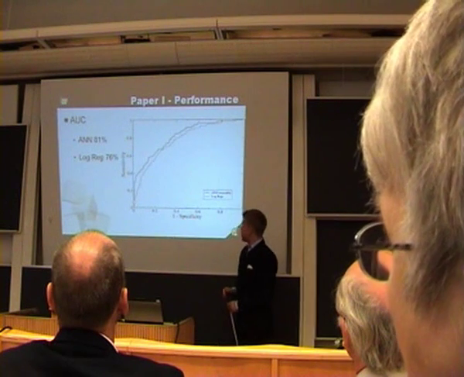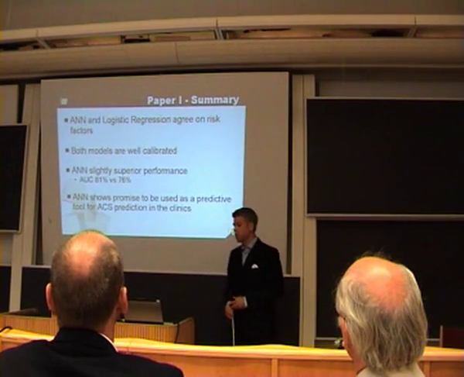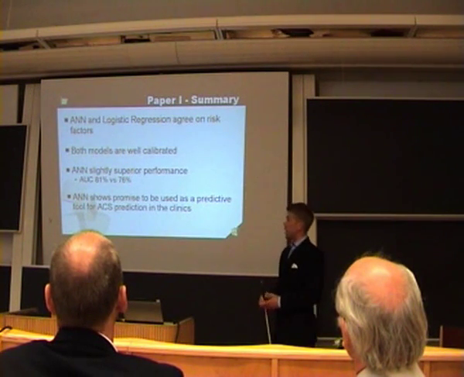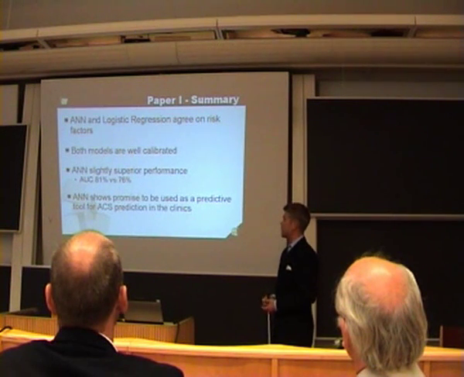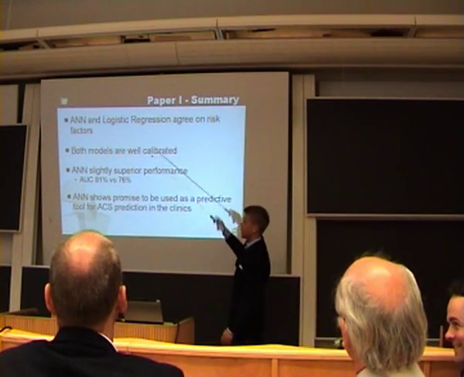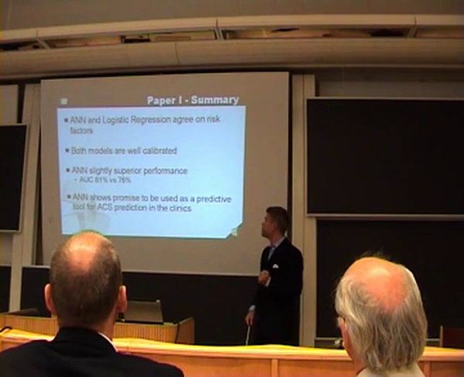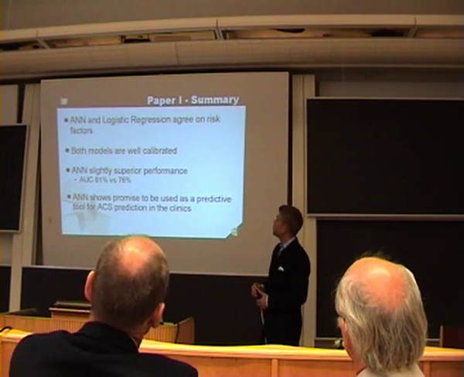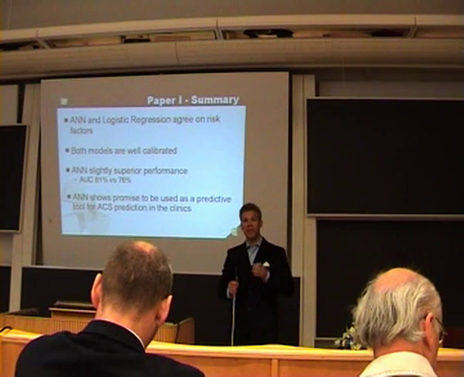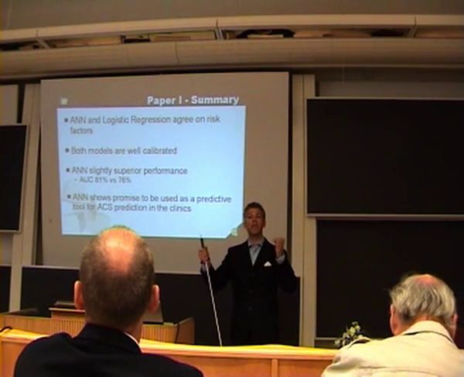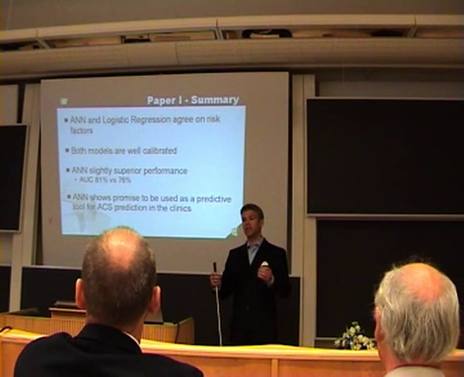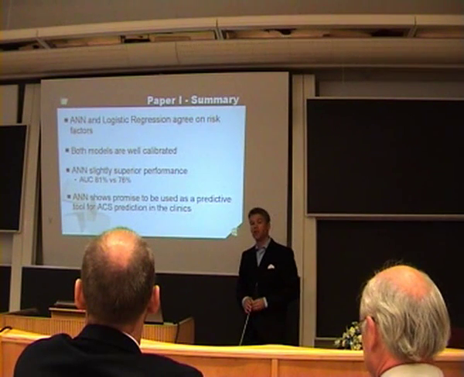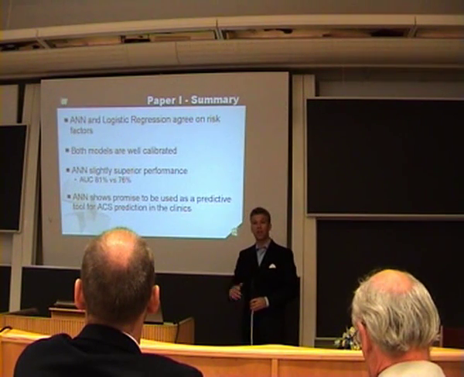76%. So, to conclude, we would say that ANN and logistic regression show promise to be used as a clinical prediction tool given that data. And also, both models are actually well calibrated, which means that they produce good probabilities. ANN was slightly superior in performance, and they actually agreed on the same risk factors as well, which means that the ANN and the logistic regression model look at the same things, but the ANN may be able to find some hidden nonlinear information, because that's what ANN really does well. It finds nonlinear information that may be hidden from the human eye or from linear models.